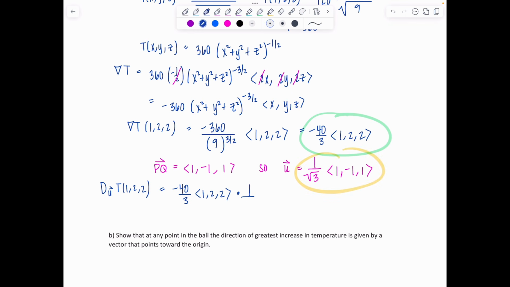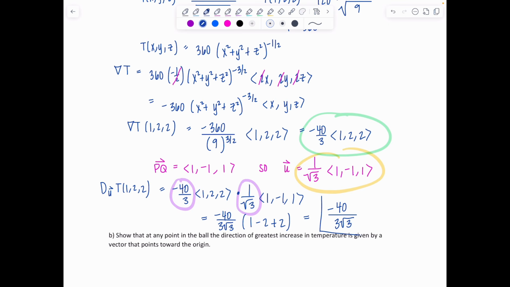And I highly recommend leaving those constants factored out. It will make finding the dot product so much easier. Because remember, you can just multiply these constants by one another outside. So negative 40 over 3 root 3, and then take the dot product of the rest. So 1 minus 2 plus 2, which is just 1. So this is negative 40 over 3 root 3. Voila, there's our answer.